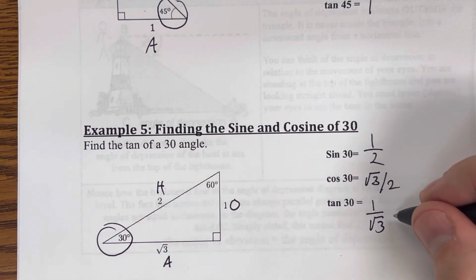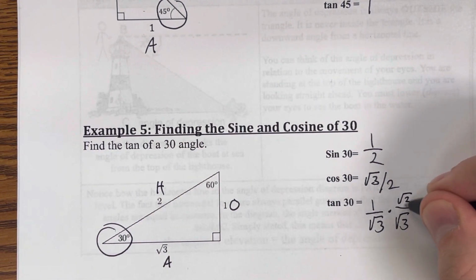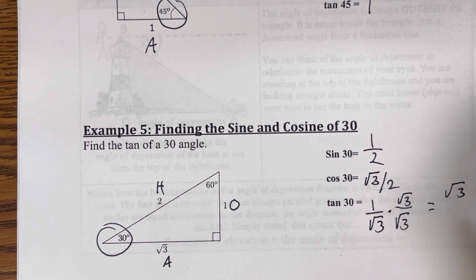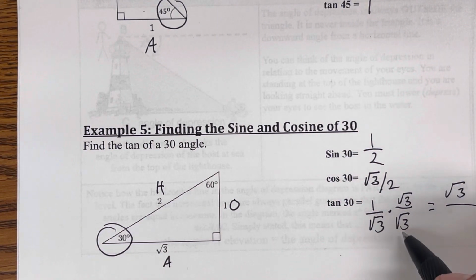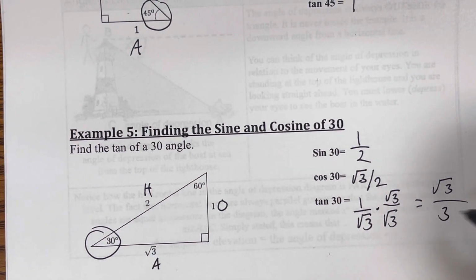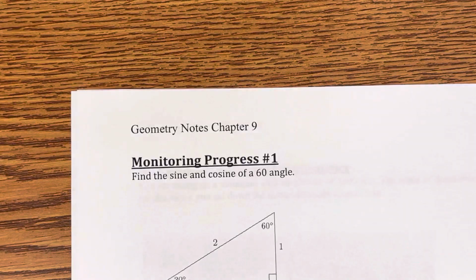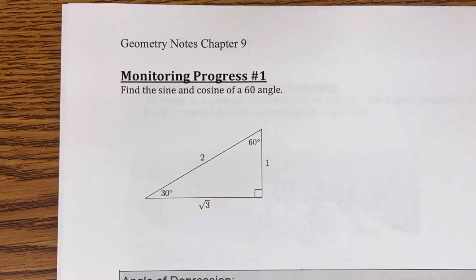I do have to rationalize the denominator, so I multiply by what's in it. Root 3, do it to the bottom, have to do it to the top. On the top, I get the square root of 3 over 3 times 3 is 9, so the square root of 9 is 3. Root 3 over 3 is the tangent of 30. If you get into trig, you'll know these very, very well. Go ahead and hit pause and give this one a shot of your own. Find the sine and the cosine of 60.